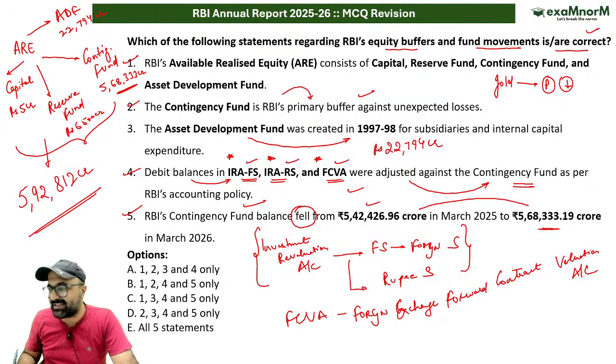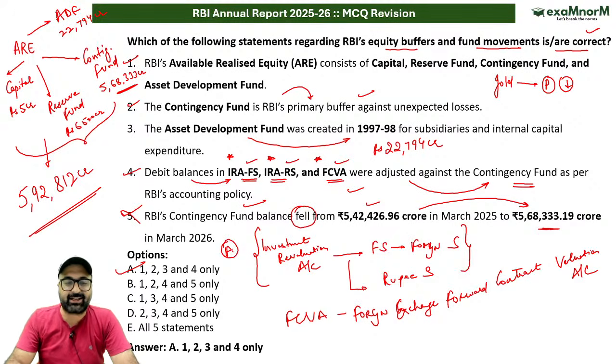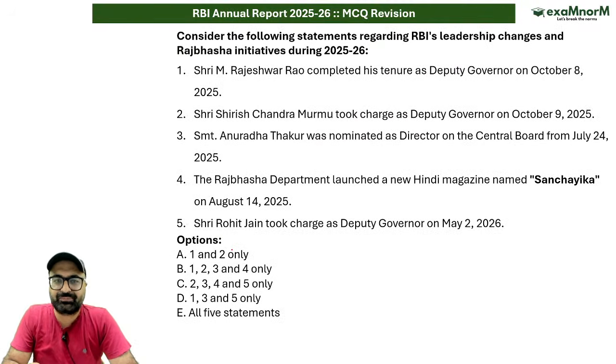नो सर, बैलेंस हैज इंक्रीज्ड, it has not fell down. So if it has not fell down, the fifth statement cannot be correct. So answer is going to be A option. 1, 2, 3, 4 are the correct answers. Moving on to the next question.